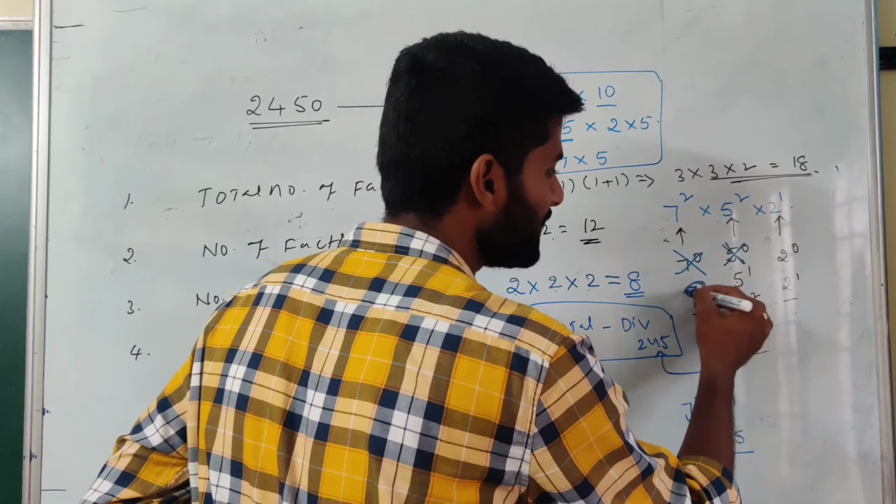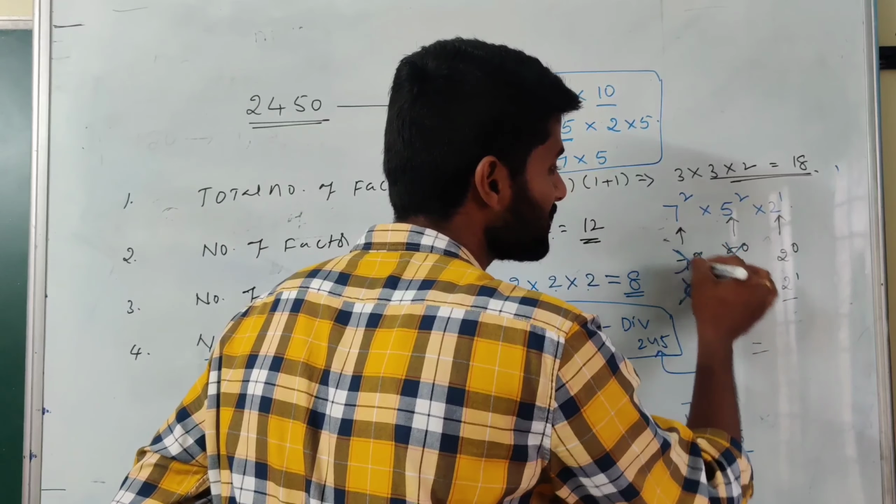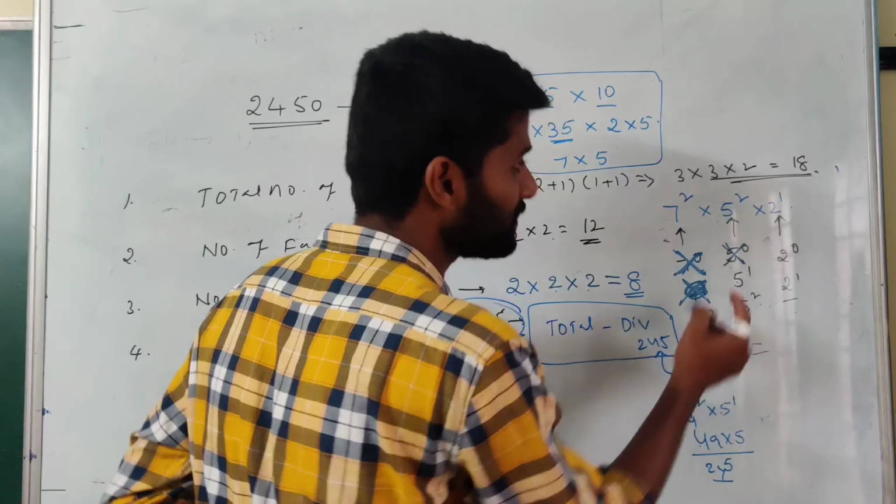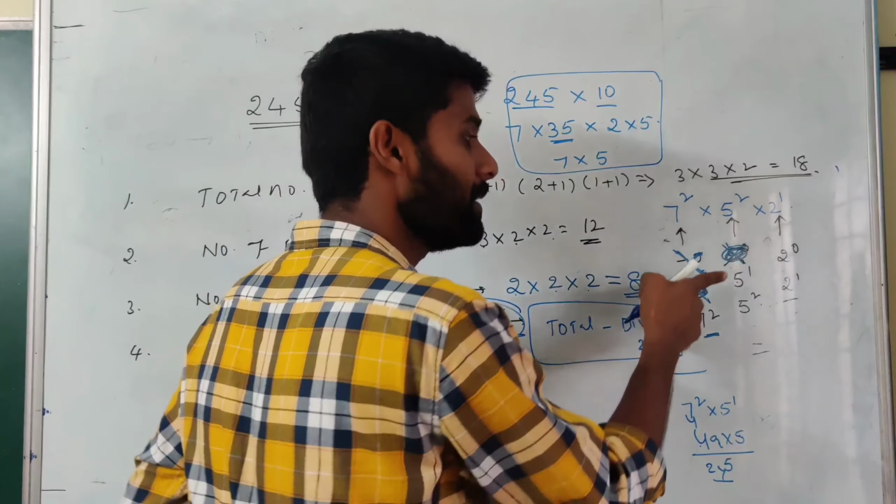Means we require 7 square only. We do not require 7 power 0 and 7 power 1. And we require 5 power 1 onwards. Means we do not require 5 power 0, but we require 5 power 1 and 5 square. But you can consider 2 power 0 and 2 power 1. That is not at all a problem.